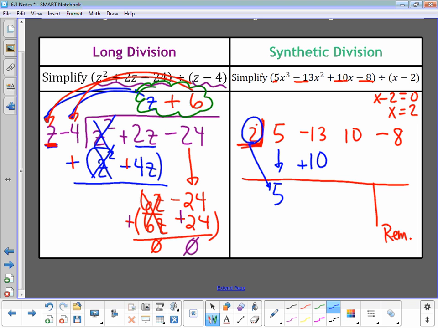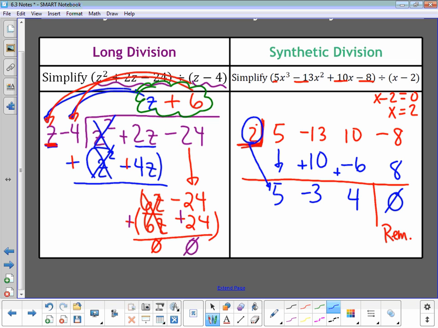Negative 13 plus 10 is negative 3. I take the 2 times the negative 3, which is negative 6. It goes under my next one. 10 and negative 6, 10 plus negative 6 gives me 4. And then I take the last one, 2 times 4, which is 8. Negative 8 plus 8 is 0. So my last number is 0.